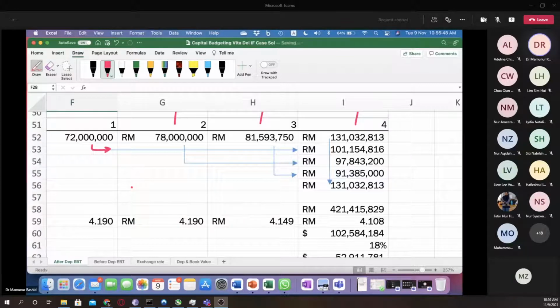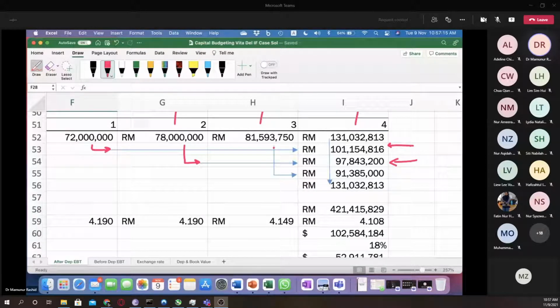Year 1, 72 million invested for next 3 years, right? You are investing it for year 2, year 3, year 4. So it becomes 101.154 million. So 72 million becomes this one after 4 years. Then you are investing the second one, 78 million. This is becoming 97 million after year 4 when you are transferring everything back to US.